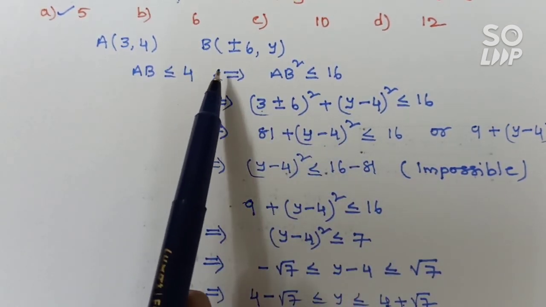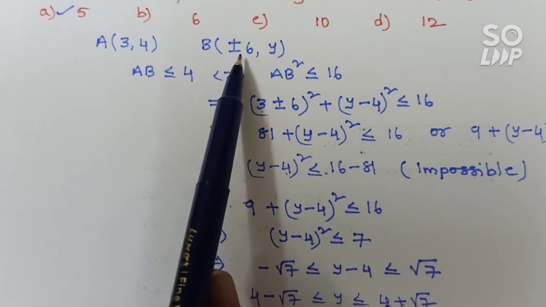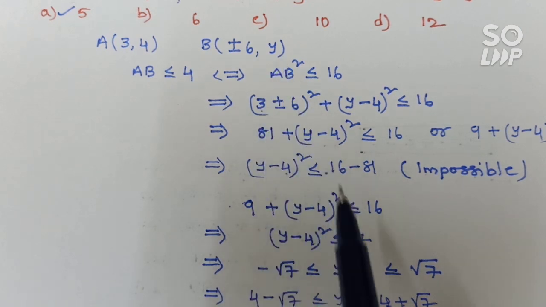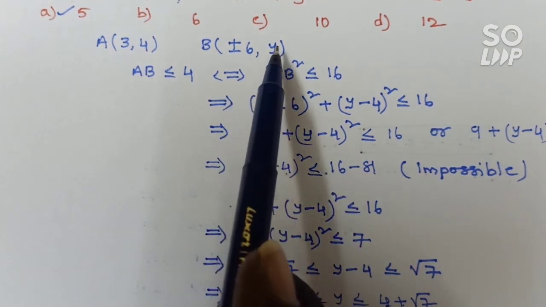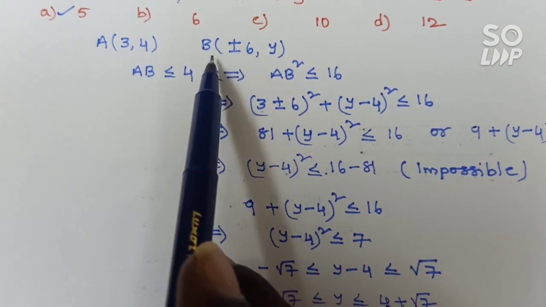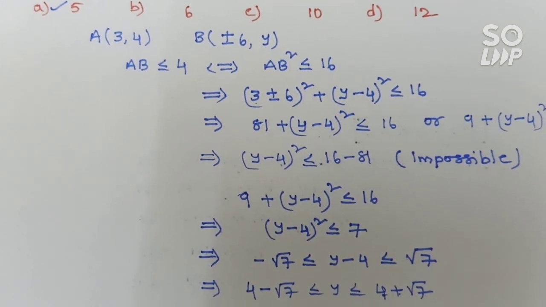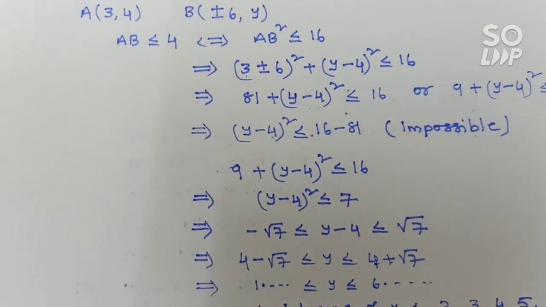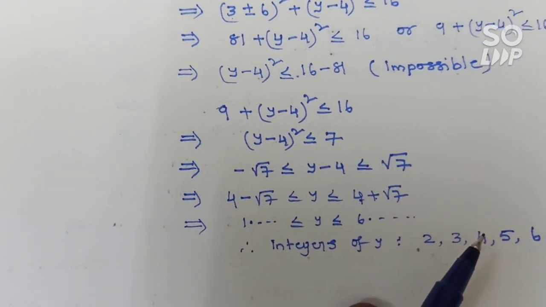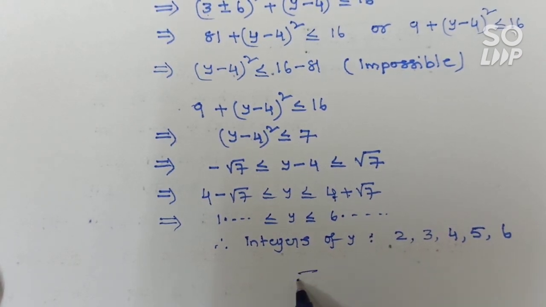So by taking only one sign, the y coordinates are how many integers? 5 integers are there. So obviously the position of B will be 5 only, and that means 5 points will exist with integral coordinates. So your answer is option A. This is a very important question. Okay, so this is the solution.